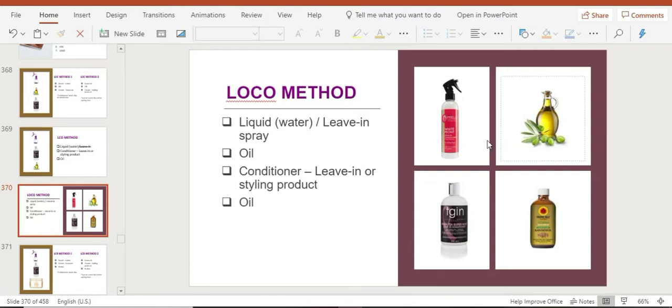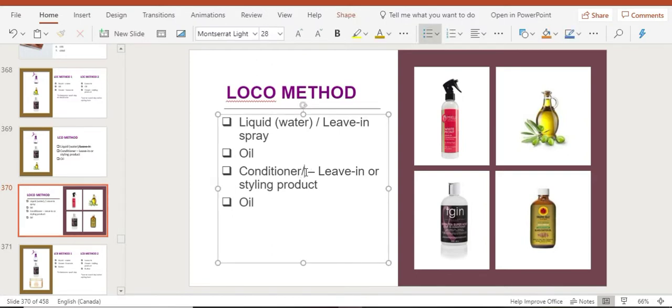So that's the liquid, right? So liquid will be water, and then it could also be leave-in. Again, I'm going to explain the difference. So liquid: water, oil, conditioner, right? And then you're going to put the conditioner and then oil. Or the second method will be leave-in, L for leave-in, O for oil. The C will be a moisturizer or a creme, right? Sometimes they call it creme. So let me just put it here: conditioner or creme, cream, or whatever you want to call it, right?